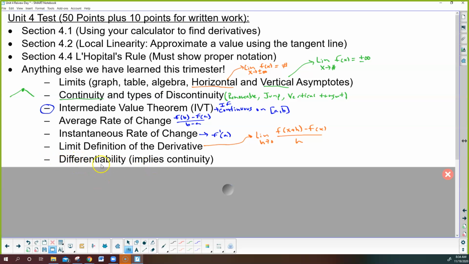All right, differentiability. If we say that a function is differentiable, it implies it is already continuous. So if you know it's differentiable, then it's already continuous, and that works out. But what is differentiable? Well, differentiable is, does the derivative on the left equal the derivative on the right?